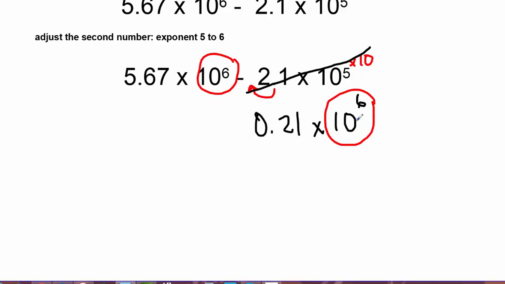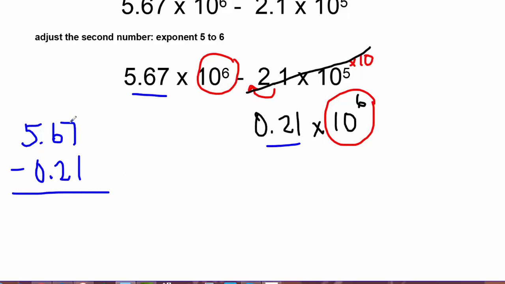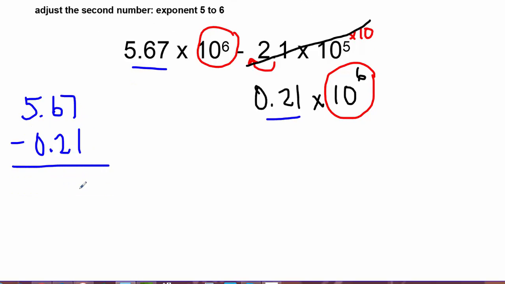I've got like terms, so I can go ahead and subtract my digits. So these are numbers here. I can go ahead and subtract them. So let's do that off to the side. I've got 5.67, subtract 0.21. You can do this in your calculator, but I'm doing this with mental math, and if I'm going to do it mentally, I want to make sure I line up my decimal places. So 7 minus 1 is 6, 6 minus 2 is 4, and 5 minus 0 is 5. So I've got my answer.